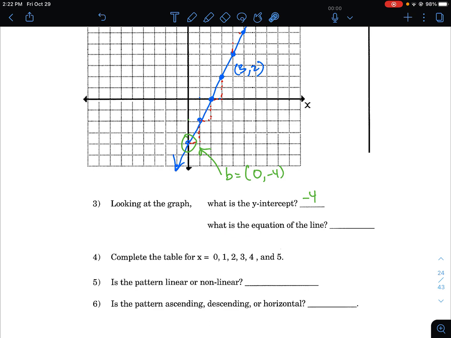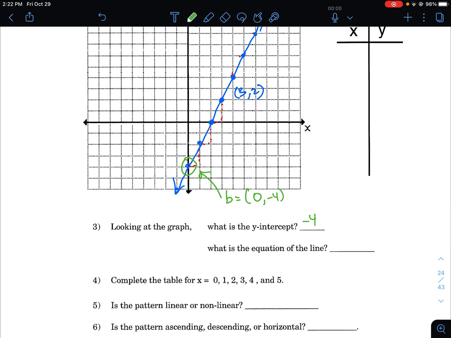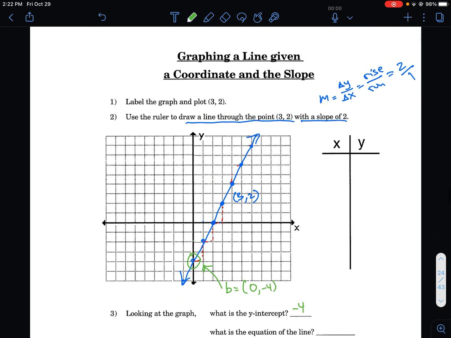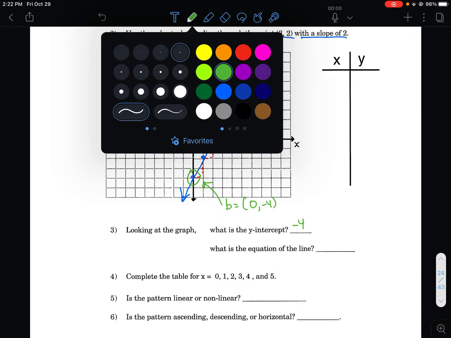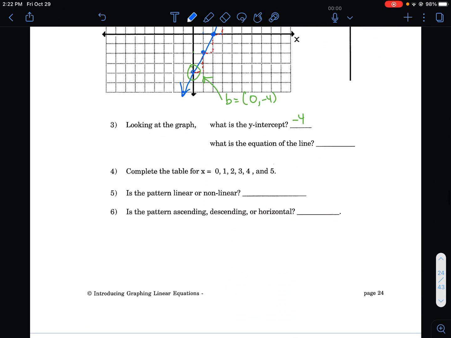What's the equation of the line? Well, if I know my slope up here is 2 over 1, or just 2, so if m is 2, and my y-intercept, my b, is -4, my equation would just be y equals 2x minus 4. Or you might say plus -4.